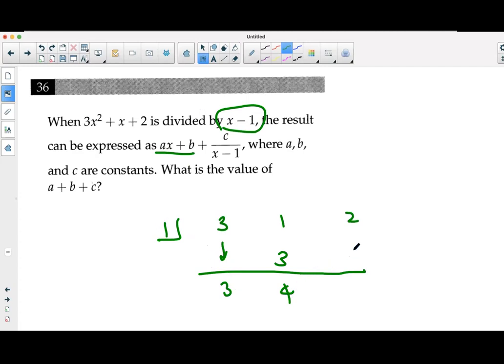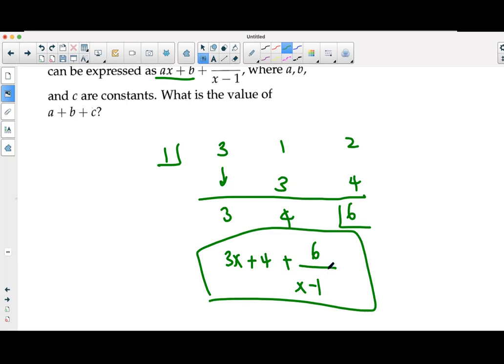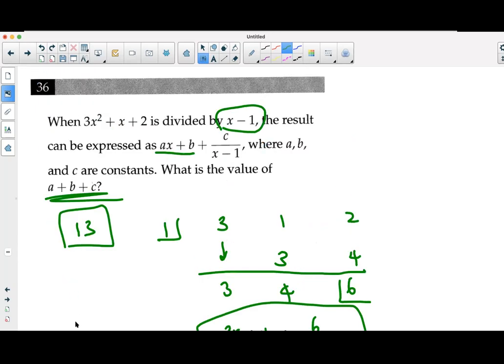3 times 4 becomes 4. When I add them up, it becomes 6. So technically, the answer is 3 plus 4 plus 6. But the simple way to see it is that this represents 3x plus 4 plus 6 over x minus 1. That's the quotient and the remainder. But if you're just looking at the value of a plus b plus c, we end up getting 13. Yeah? All right, so that was number 36. Let's look at number 37.